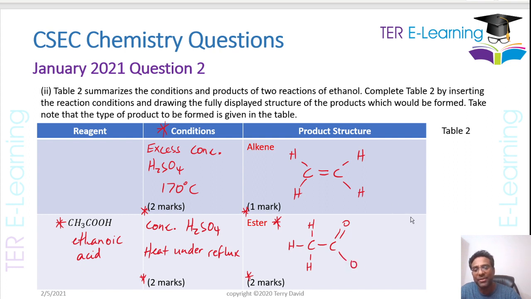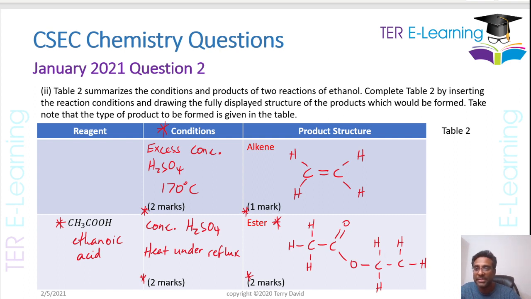But it's combining with my ethanol to produce an ester. So then what we're going to do is this. This is from the alcohol part of it. So this is my ester. In this particular case, my ester here is called ethyl ethanoate. So this is what my product is going to be.